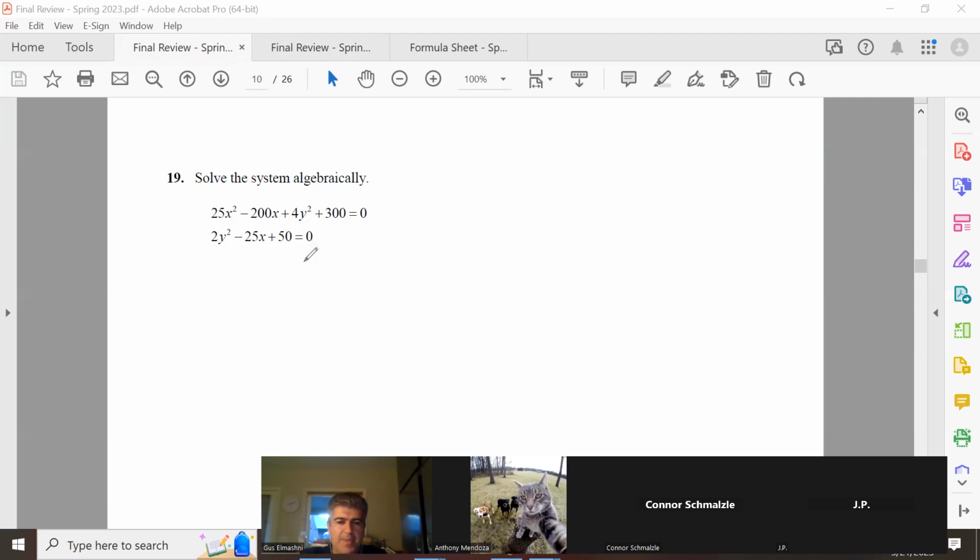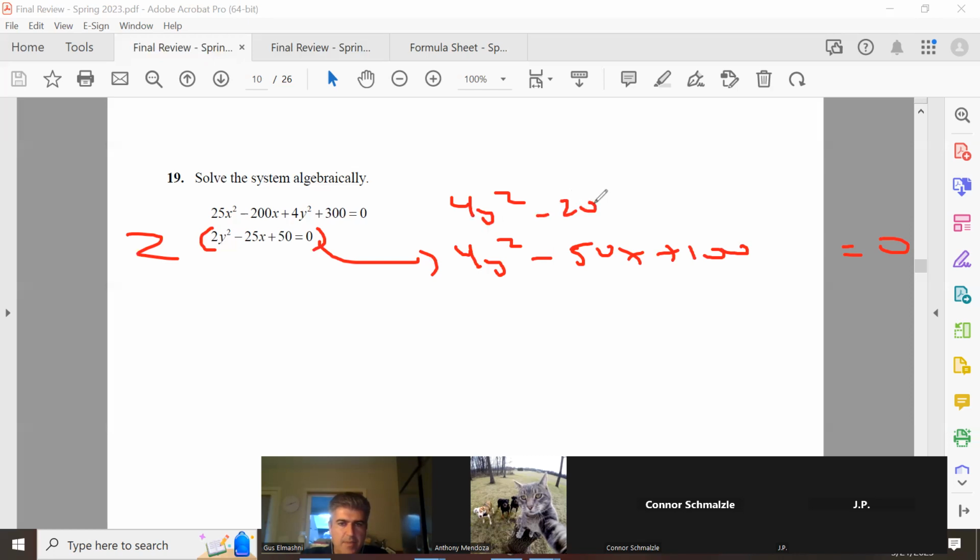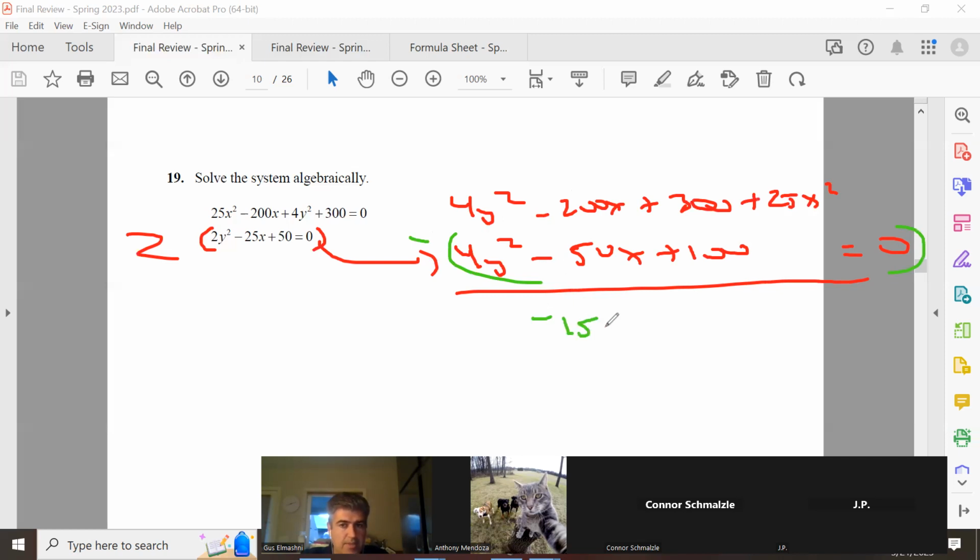Yeah, so sorry, let me read this again. So multiply by 2. So it's going to be 4y squared negative 50x plus 100 equals 0. And the top one, I'll just rearrange so they stack nicely. And then you want to subtract these equations, right? So 4y squared cancel. Negative 200 minus negative 50 is negative 150x. 300 minus 100 is 200. And of course, plus 25x squared.